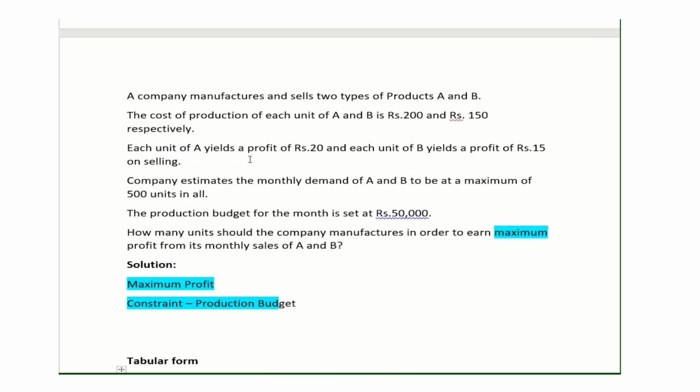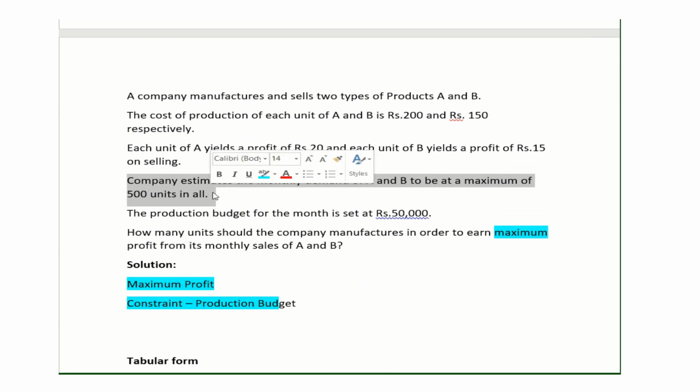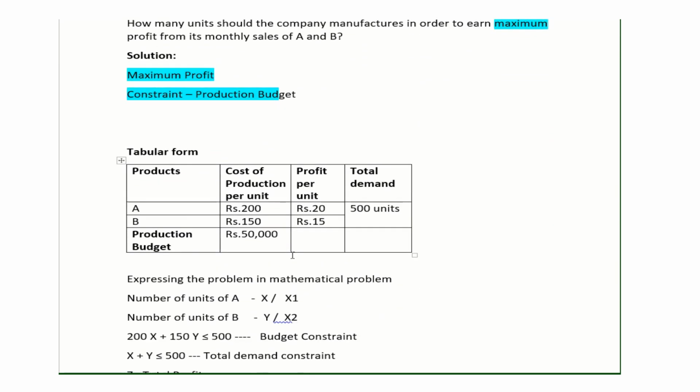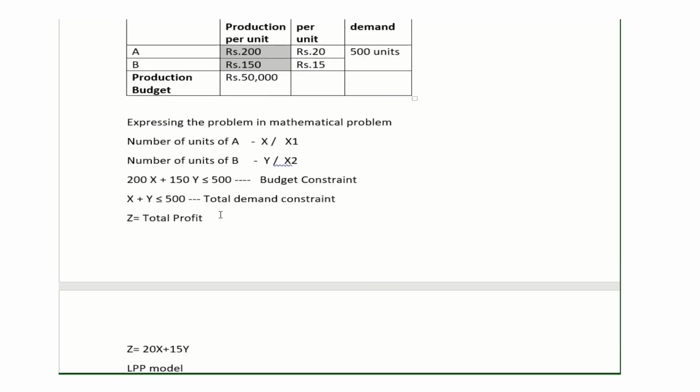The company estimates the monthly demand of A and B to be at a maximum of 500 units. Why 500 units? Because you are not able to spend on manufacturing more than that. The company has set a limit because in the market the demand for those particular products A and B will be only 500. It is mentioned here itself: total demand is 500 units. The cost of production is rupees 200 and rupees 150, so we put it as 200x plus 150y less than or equal to 50,000.